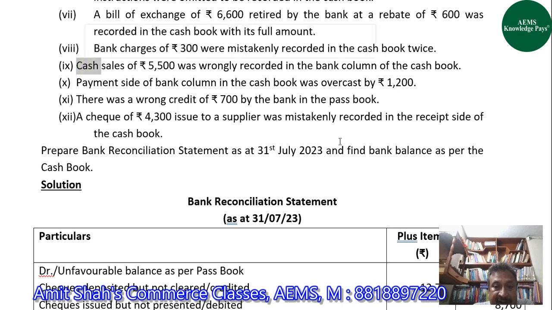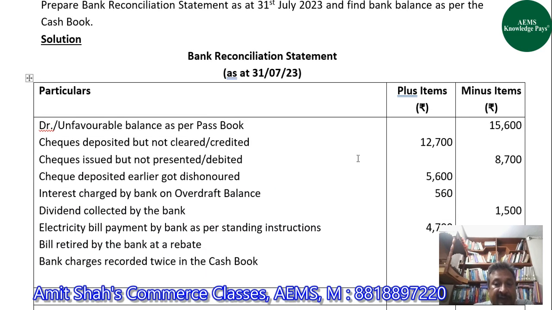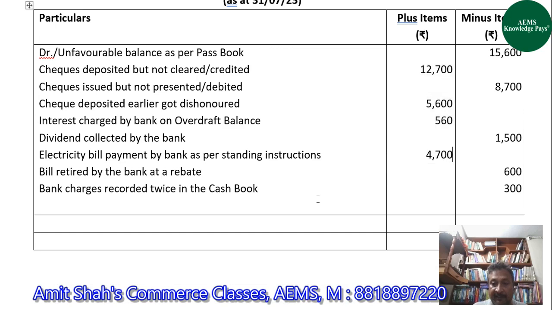It was cash sales, but it was wrongly recorded in the bank column of the cash book. It should have been recorded in the cash column, but it was recorded in the bank column. And because of that, our bank balance in the cash book is unnecessarily more by rupees 5500 than what it is in the bank statement. Since it is more, this 5500 will come in the plus column.